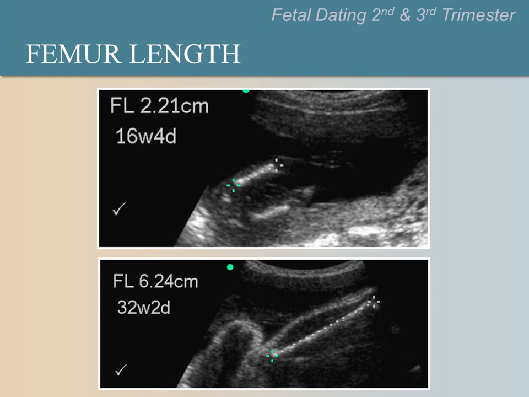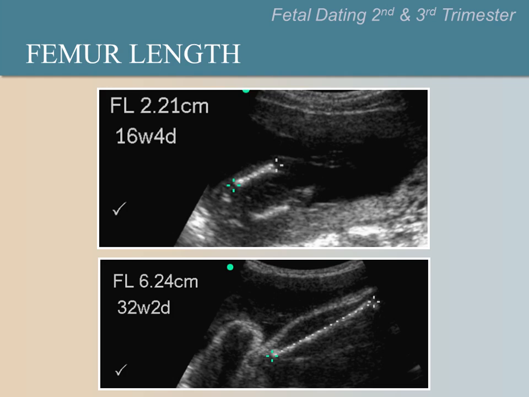You can measure femur length in a young fetus starting at 13 weeks. The measurement in this top image corresponds to a gestational age of 16 weeks and 4 days. You can also measure fetuses close to term. In the bottom image, the femur length corresponds with the gestational age of 32 weeks and 2 days.